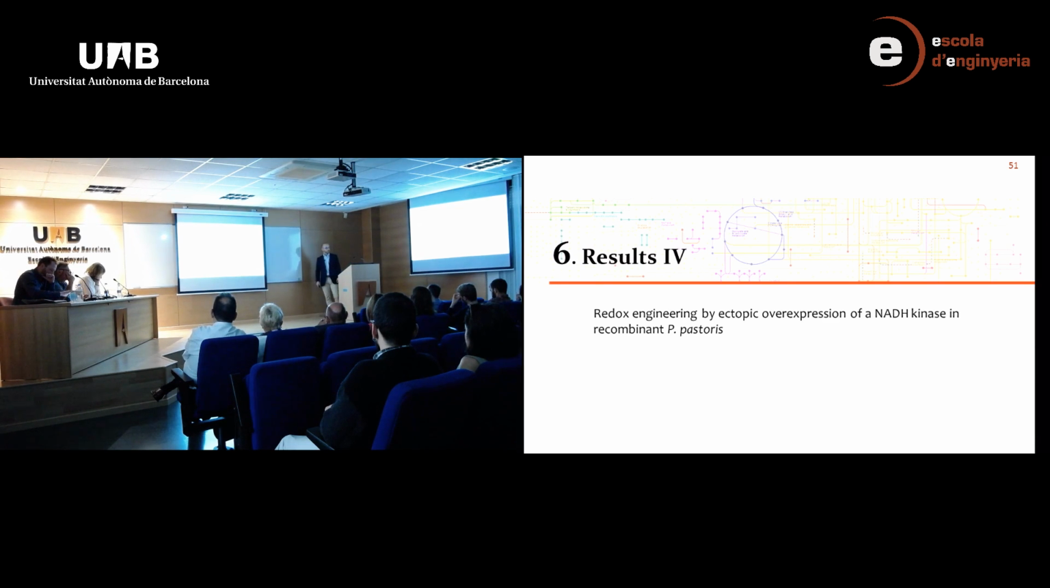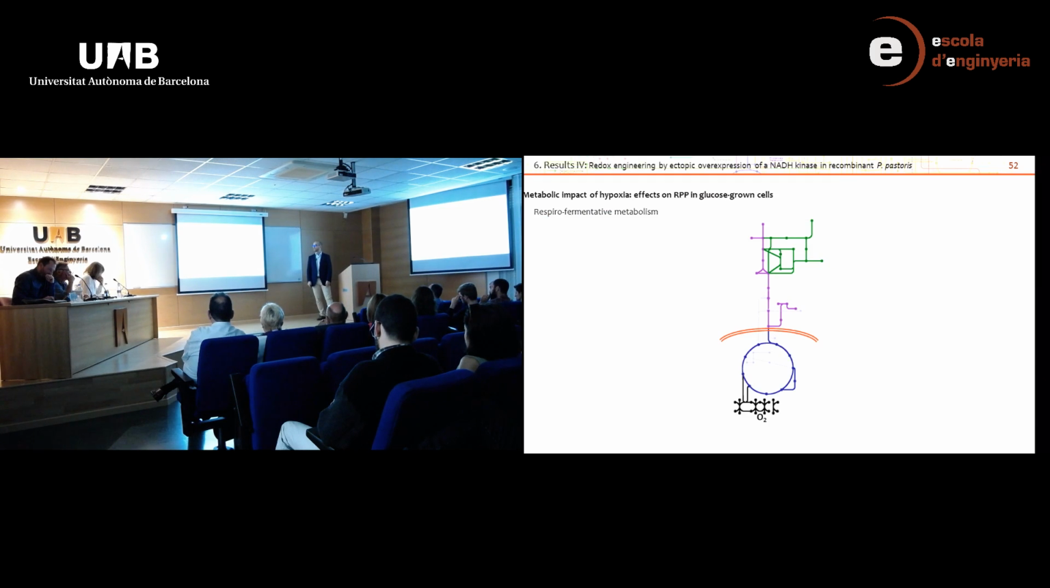So finally, the last chapter of results is redox engineering by ectopic overexpression of an NADH kinase in recombinant Pichia pastoris. First of all, I would like to introduce one of those cell engineering strategies that can be applied in order to enhance the recombinant protein production. That is cultivation in hypoxic conditions. That means reducing the oxygen availability.